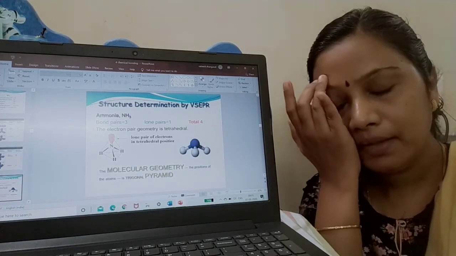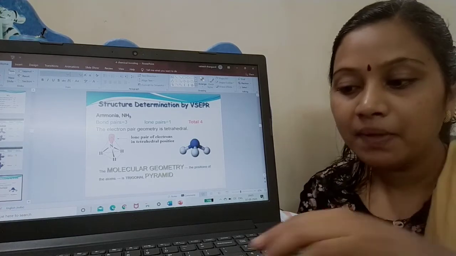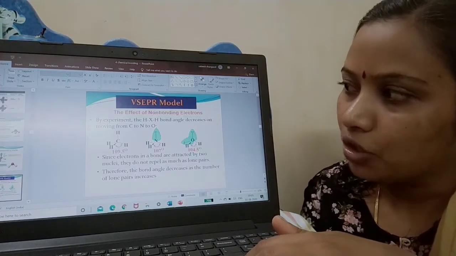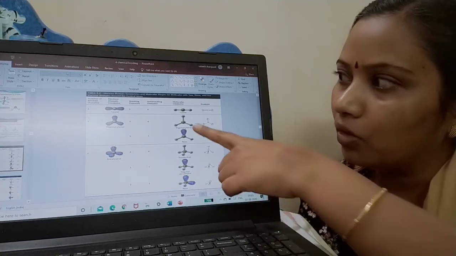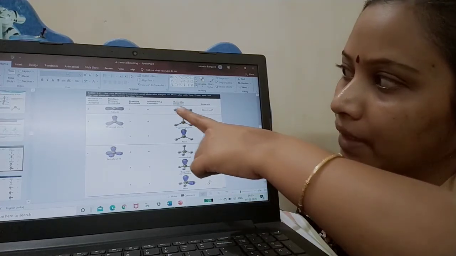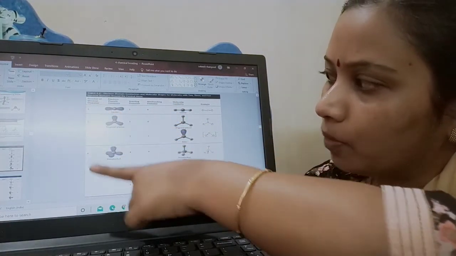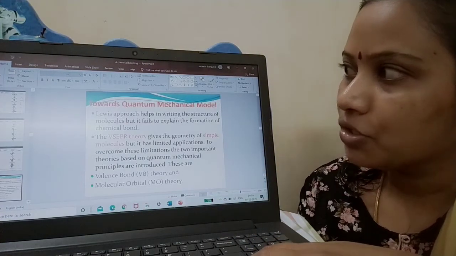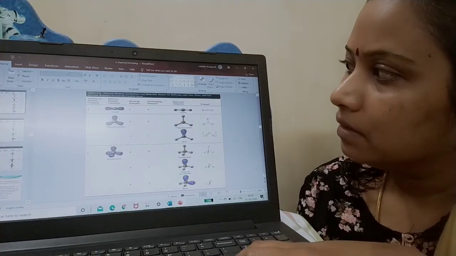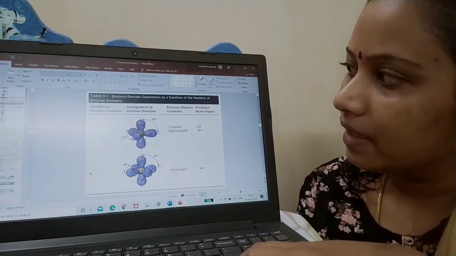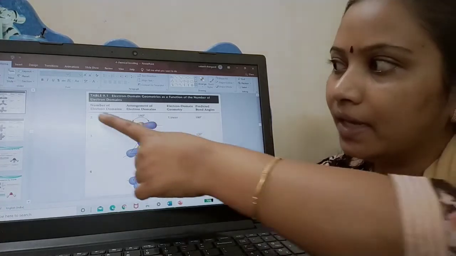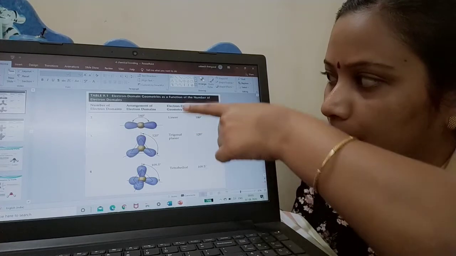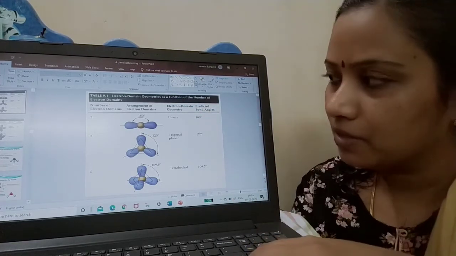Till now I predicted the geometry as per the electron domain, how many electron pairs were present. In this tabular column, as per the number of electron domains, I predicted the geometry. Sorry, I showed the previous slide actually. This is the slide where, as per the number of electron domains, I predicted the electron domain geometry and the bond angles. Okay children.